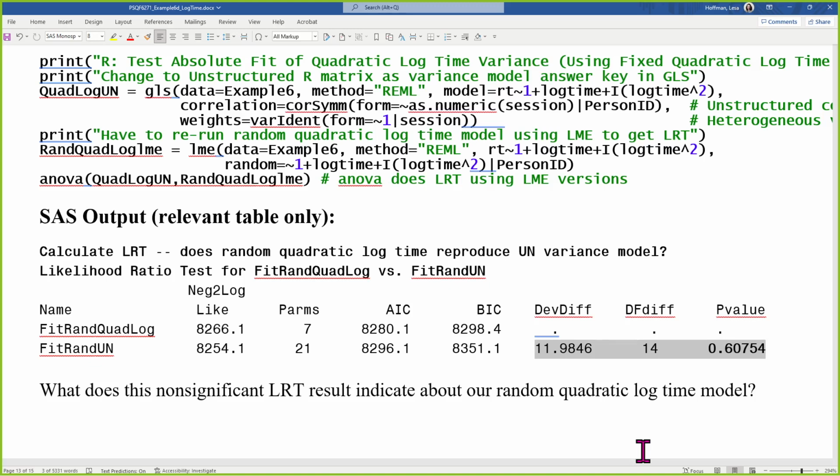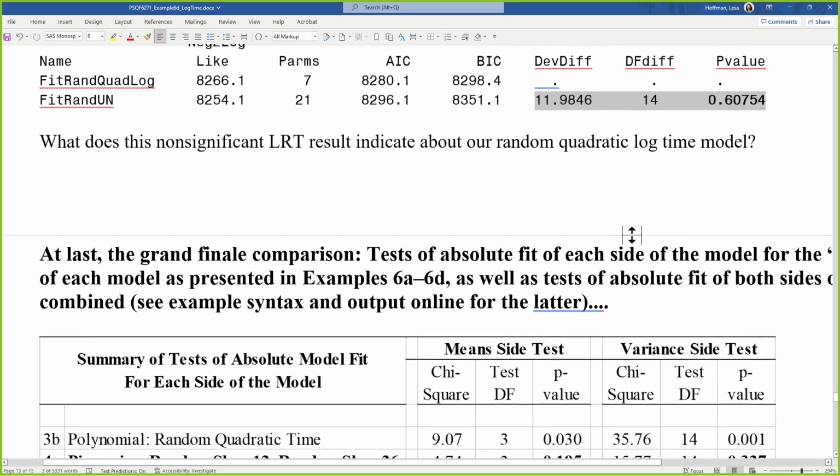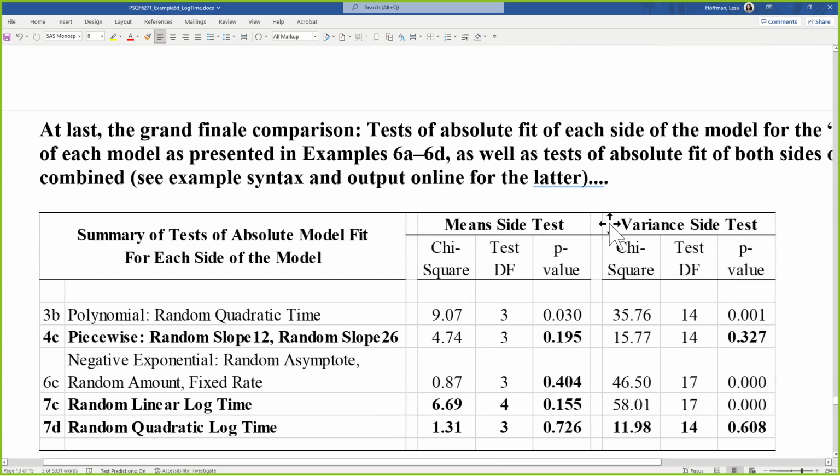So yeah, this one looks like it does as good a job recreating the 21 variances and covariances using 3 sets of random effects, their covariances, and a constant residual variance at level 1. Okay, how are we doing? Good. So then the grand finale.